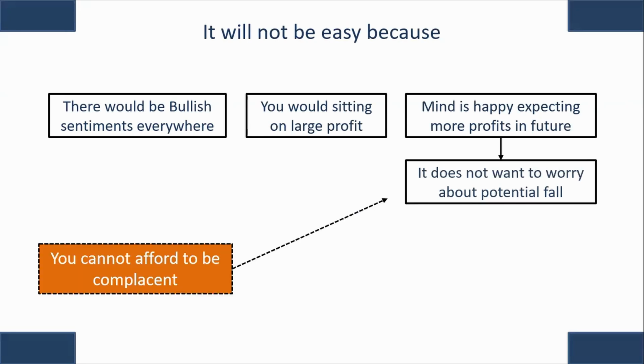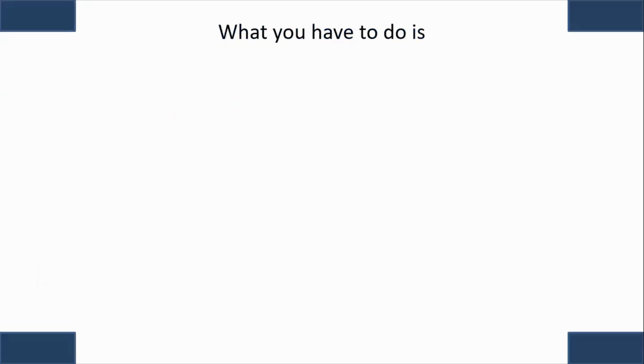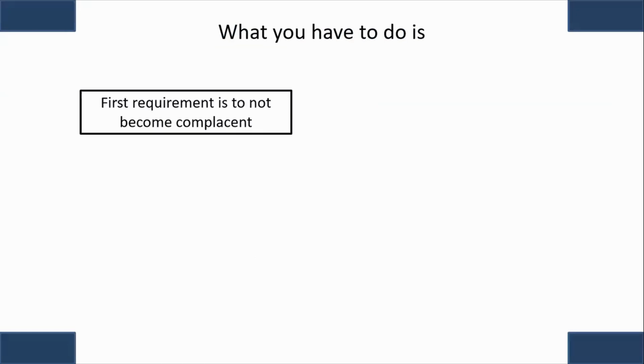So you cannot afford to be complacent here. If you keep thinking that, I have already made profit, so I don't have to worry, that is the state of being complacent. You cannot afford that. What we have to do is, the first requirement is to not become complacent. Becoming complacent means mind says that, okay, my portfolio got doubled, so I don't really have to worry if there is a small loss. I can afford to lose, you know.